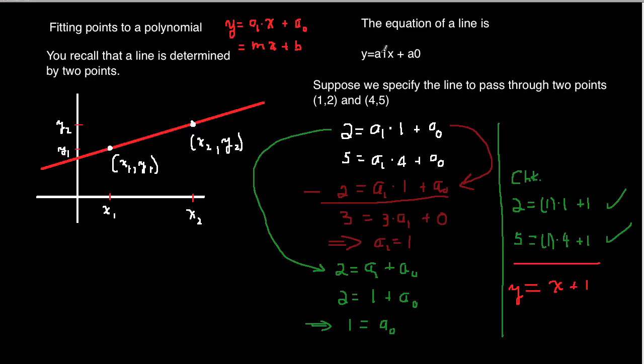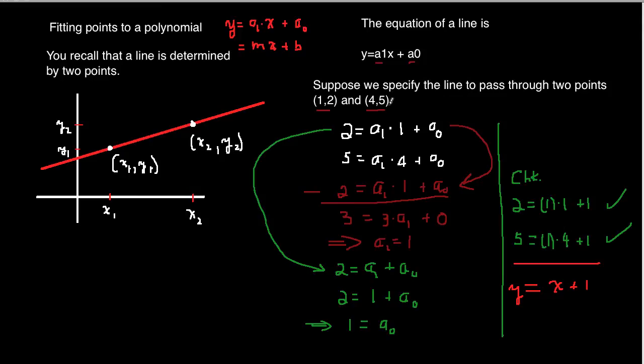I just couldn't write the subscript there when I typed it out. Suppose we want to find the line, we want to find the values of a1 and a0 that go with the line that passes through these 2 points, the point 1, 2 and the point 4, 5.